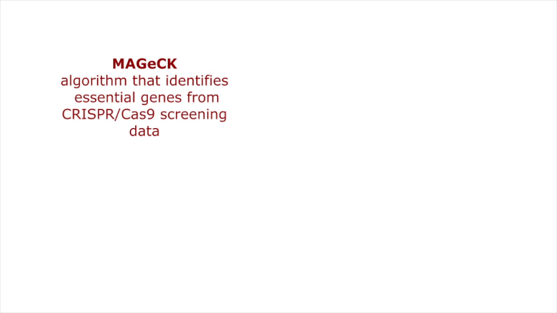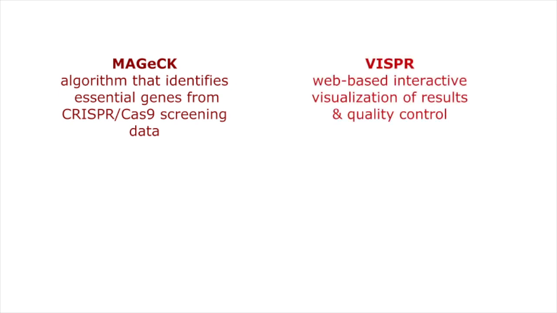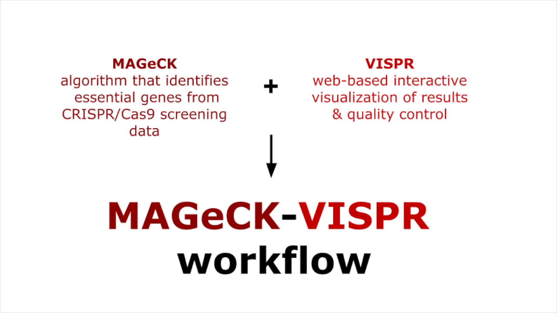MAGeCK is an algorithm that analyzes raw FASTQ files from CRISPR-Cas9 screens considering multiple conditions and identifies essential genes. VISPR is a web-based front-end that lets users interactively explore results and quality-controlled data. The two are seamlessly combined in MAGeCK-VISPR, a comprehensive quality control, analysis, and visualization workflow for CRISPR-Cas9 screens.